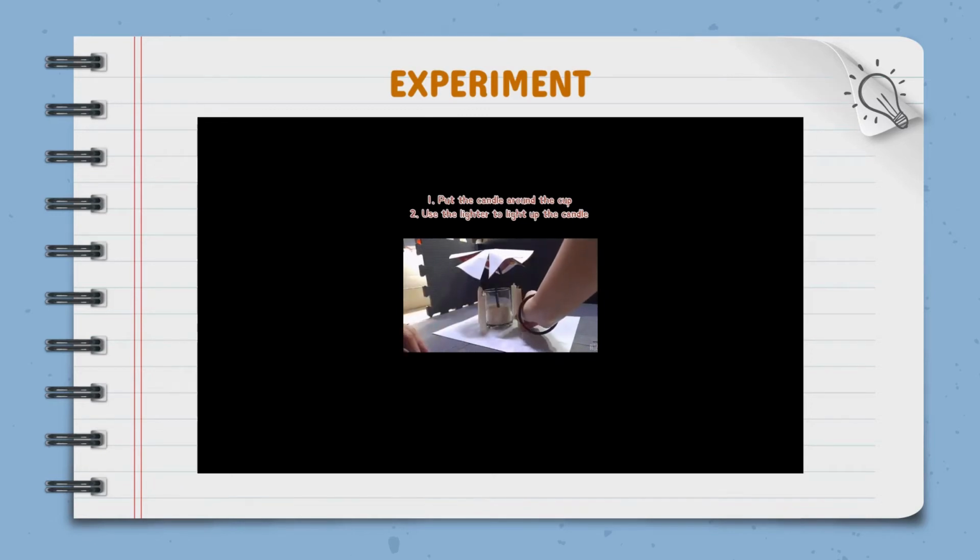Candles 2, 3, and 4. After that, we need to use the lighter to light the candle around the cup.